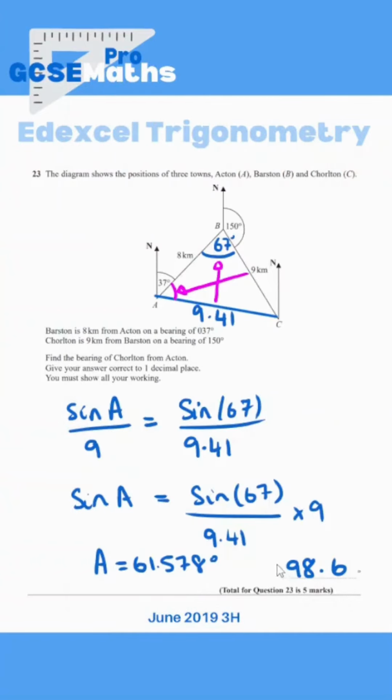Because it's bearing, technically we should put a 0 in the front to make it 3 digits in front of the decimal place, but I don't think they will mark you down if you don't.